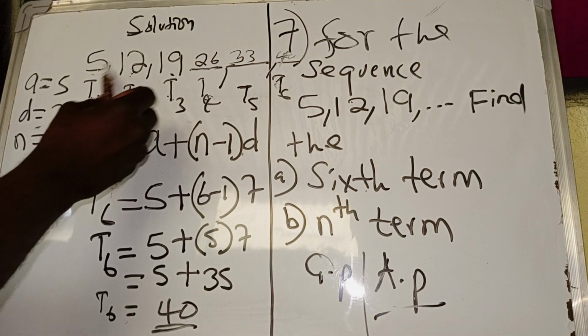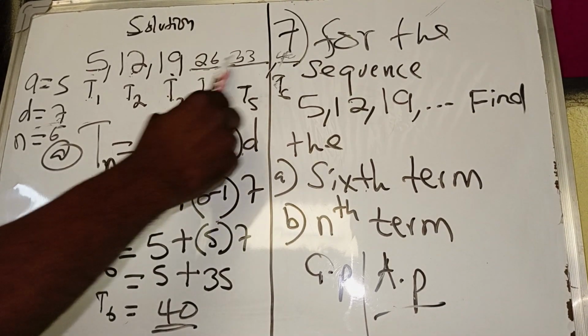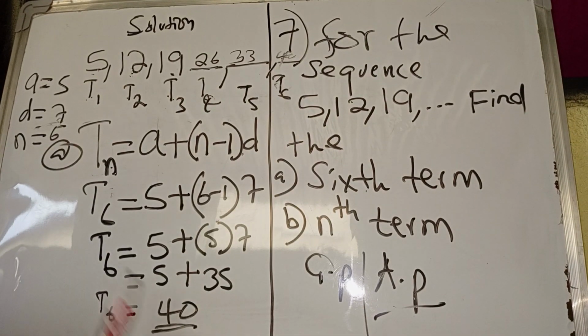But you can't always use this method of adding. What if they ask you to find term number 20? Are you going to manage adding until you reach number 20? No. That's why there's this formula to use. If you have any question, you can inbox us.